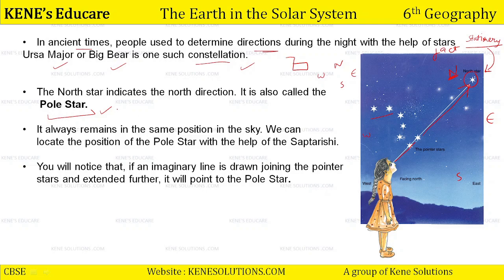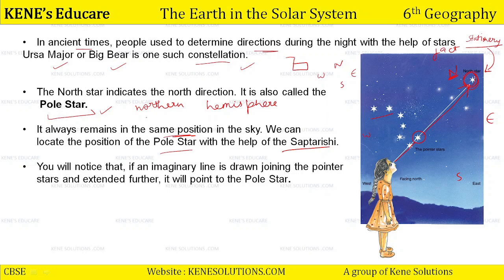So the north star indicates the pole star. It always remains in the same position in the sky. We can locate the position of the pole star with the help of Saptarishi, because when you look through this point star, you will be looking towards the pole star, and pole star is always and always in the north direction. Okay, it is always in the north direction, and you can see the pole star only if you are there in the northern hemisphere of the earth.